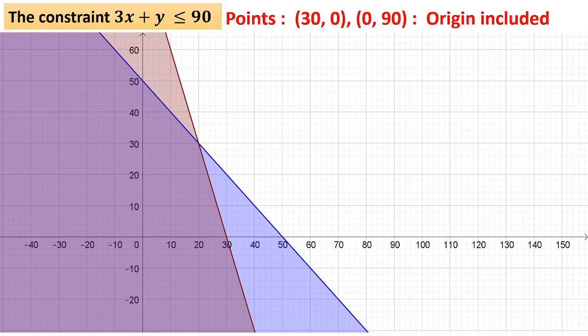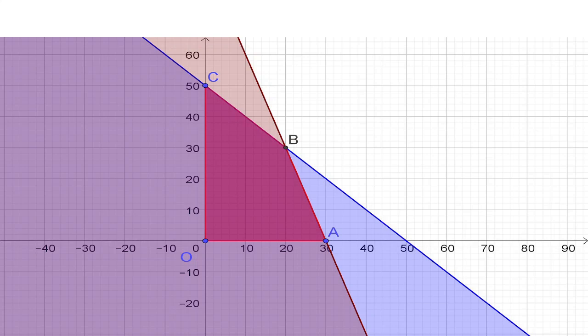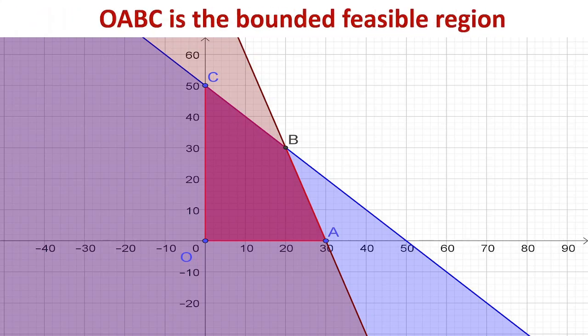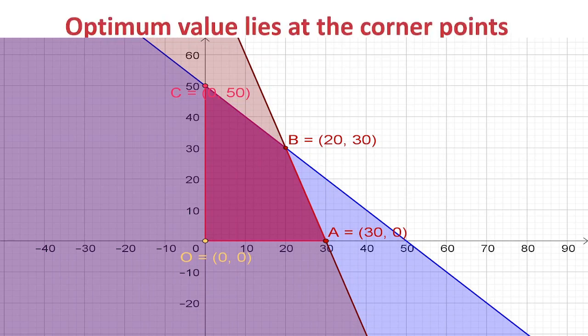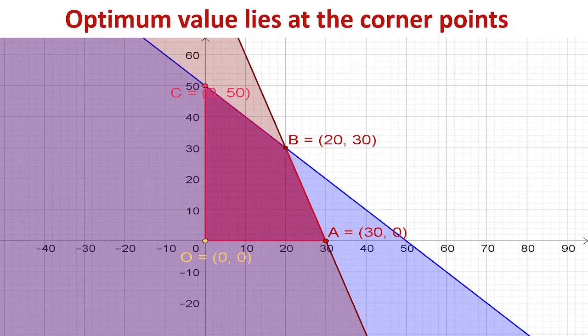Now you can see that in the first quadrant, this is the region common to both the solutions. Therefore, OABC is the bounded feasible region. Now what do you have to do? You have to find the vertices of this OABC. These are the vertices O, A, B, C. The optimal value lies at the corner points.